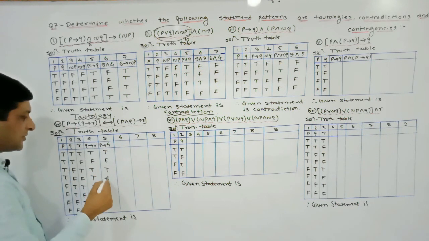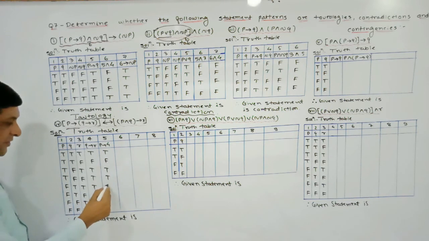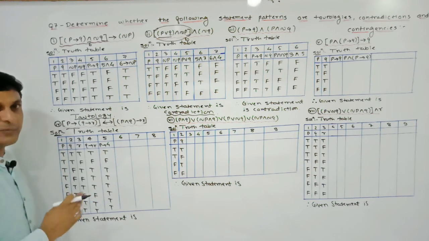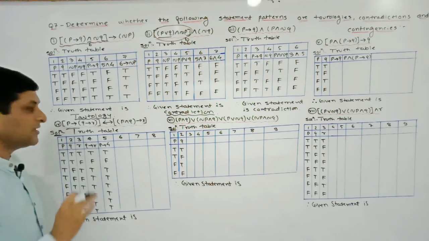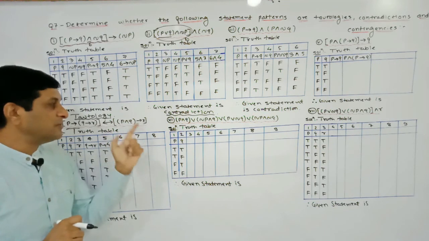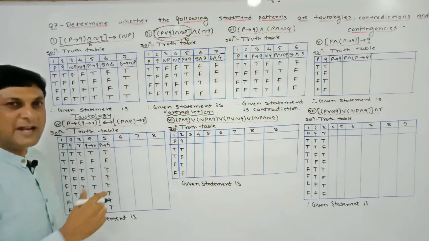So here we will get true, and if the first statement is false, we know that implication is always true. If the first statement is false, it is not necessary to check what is the truth value of the second part. Now to find out the truth value of this second part, we will require the truth value of what?